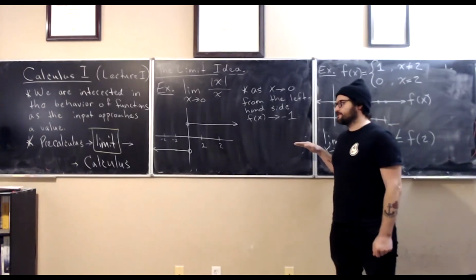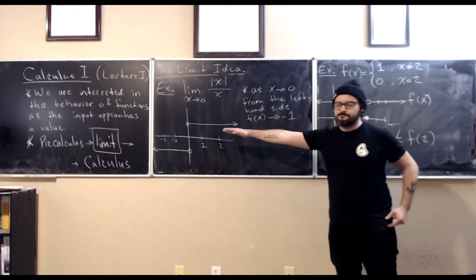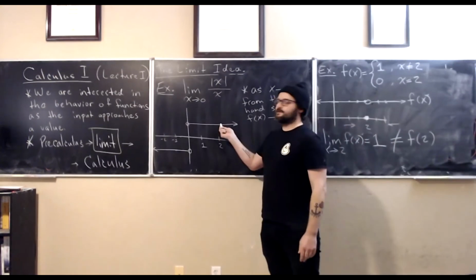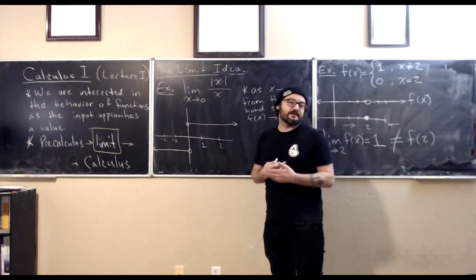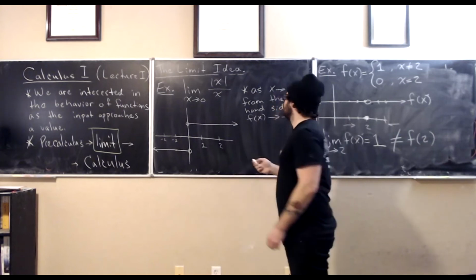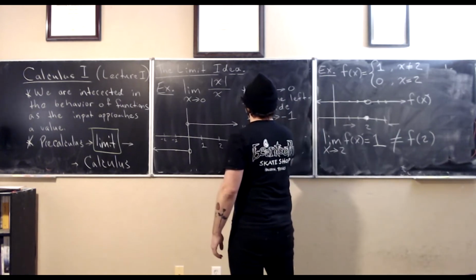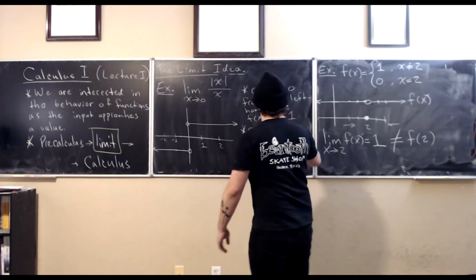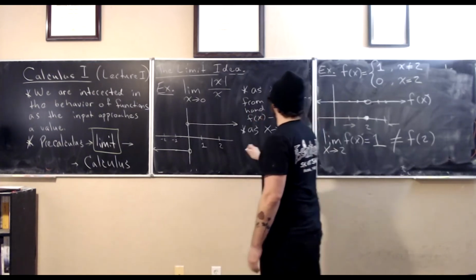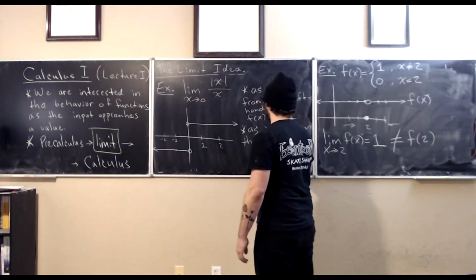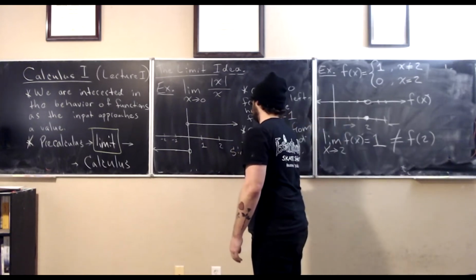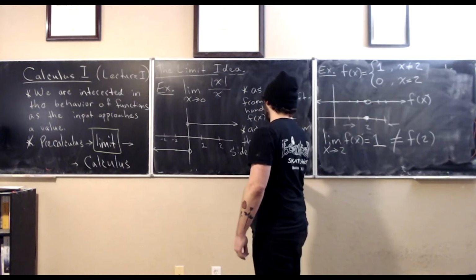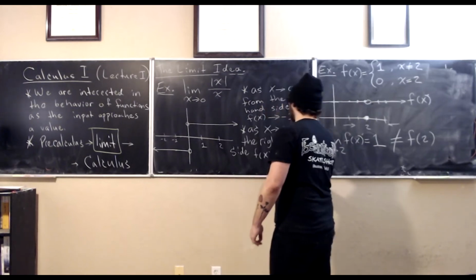Now, let's look at the values of f as we go from the right-hand side. At 2, f is equal to 1. At 1, f is equal to 1. At 0.5, f is equal to 1. It seems like it's heading towards 1. As x goes to 0 from the right-hand side, f of x looks like it's going towards +1.